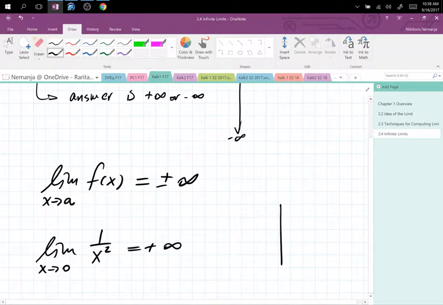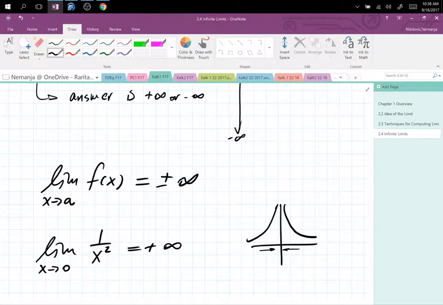You can observe the graph for 1 over x squared, and you see that when you approach from the left, you get positive infinity. When you approach from the right, you get positive infinity. And that extremely important theorem from 2.2 says that when the left limit and right limit give you the same value, the overall limit is that value. So the left limit gives us positive infinity, the right one gives us positive infinity. Therefore, the overall limit is positive infinity.